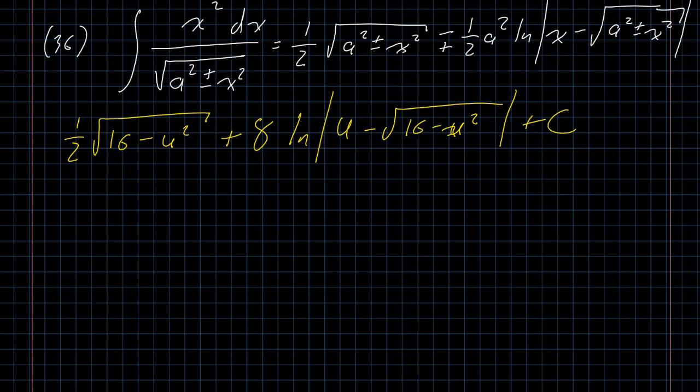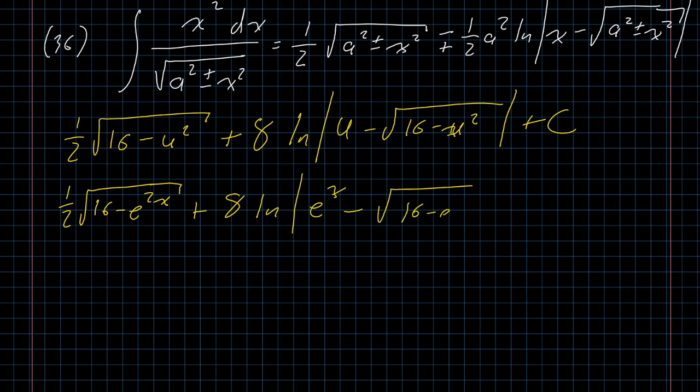And then we bring back u was e to the x. So 1/2 square root of 16 minus e to the 2x plus 8 times the natural log of the absolute value of e to the x minus the square root of 16 minus e to the 2x, all plus c.